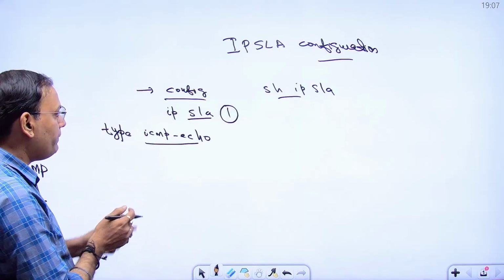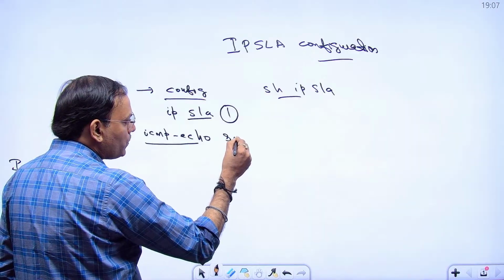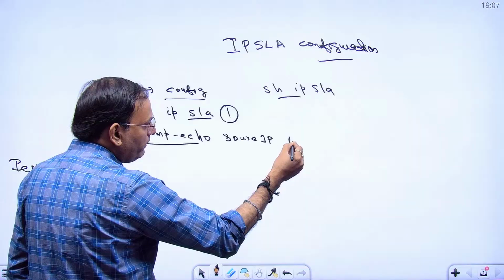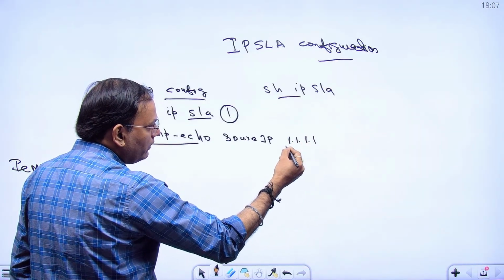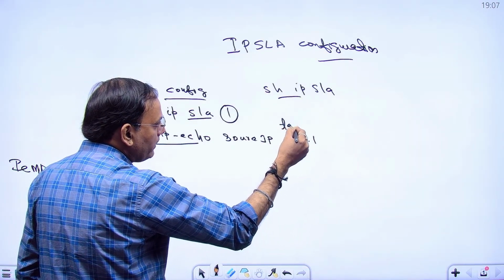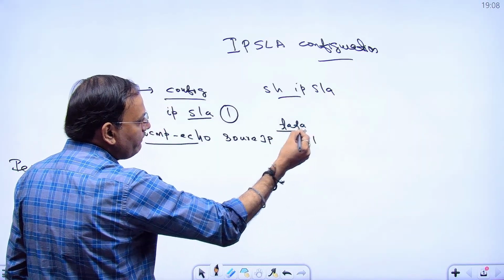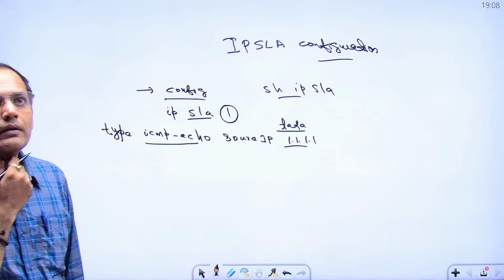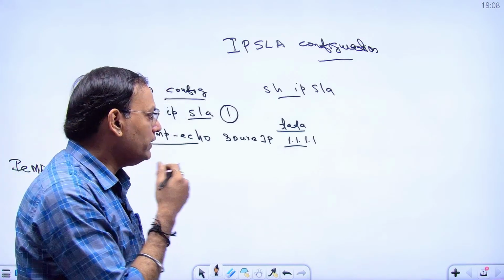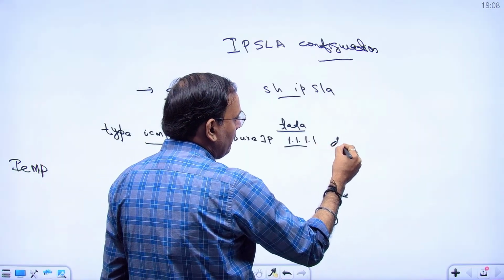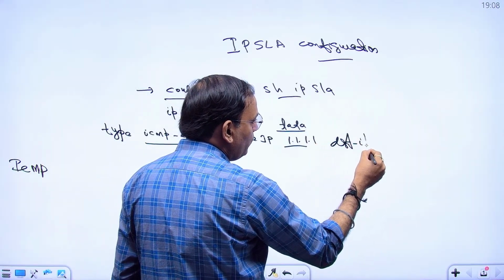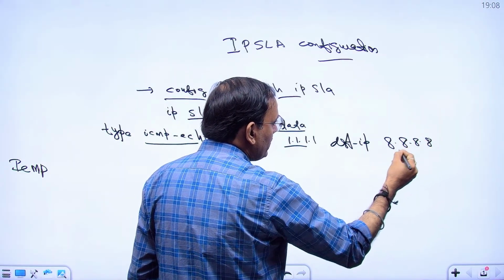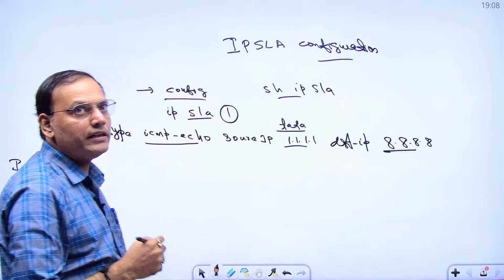So type ICMP echo, then you have to define your source IP. The source IP was 1.1, so I will mention this is your Tata IP as per the diagram, right? So this is the Tata IP. So what I am doing, I am creating one ICMP packet on my router with a source of 1.1. Then I have to define the destination IP, that is Google IP 8.8. Means I am creating one ICMP packet, right?